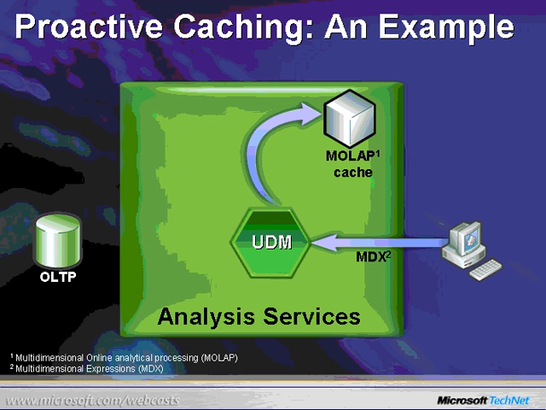For example, let's say we have a client issuing MDX queries to the UDM, and the UDM is answering the queries from the MOLAP cache that's being maintained. So at the moment, there is no communication between Analysis Services and the OLTP database because the MOLAP cache is up to date. Later, an update happens to the relational database.